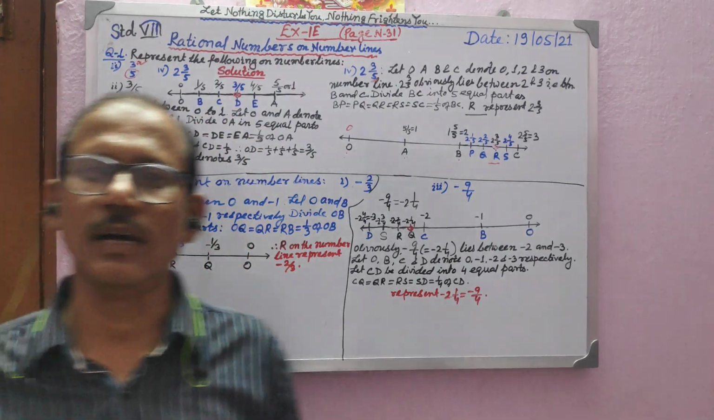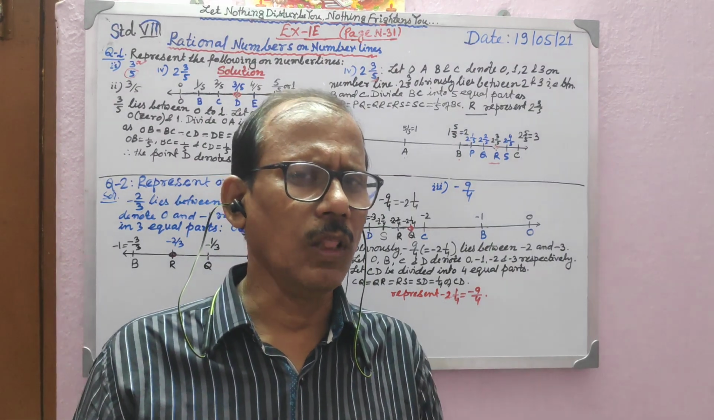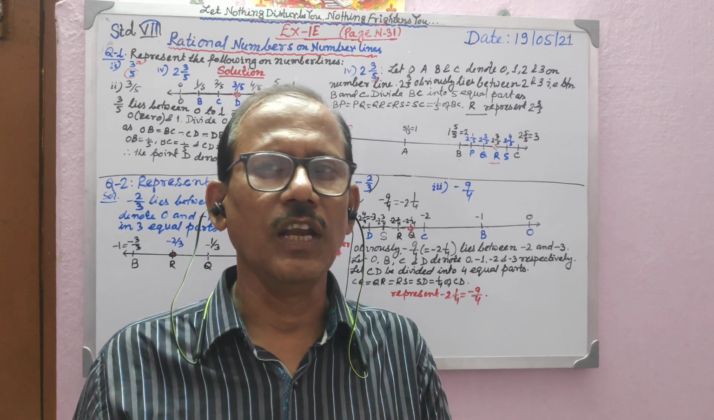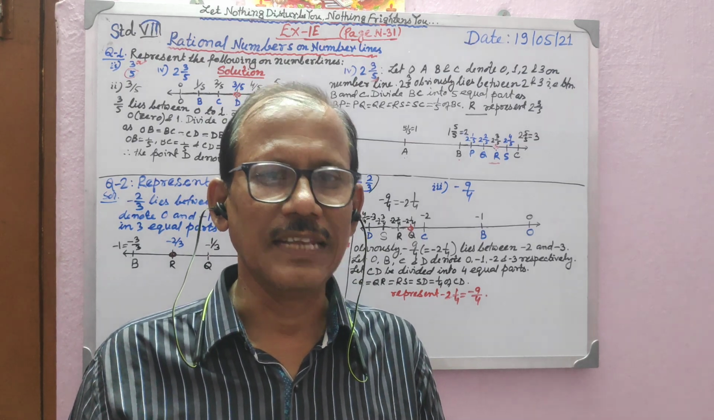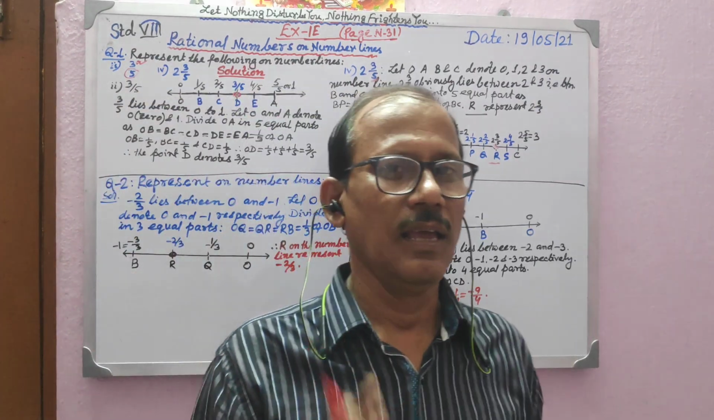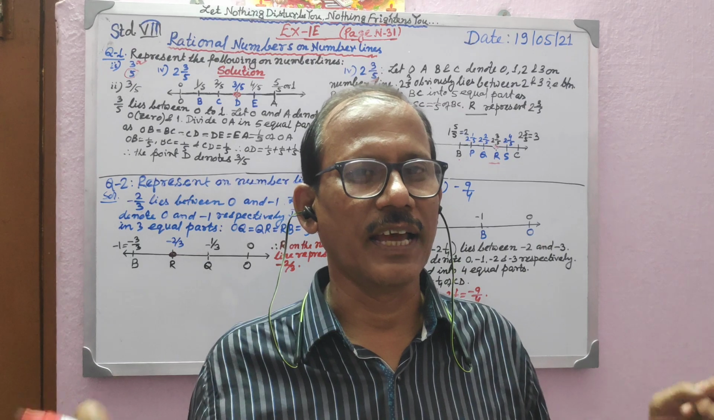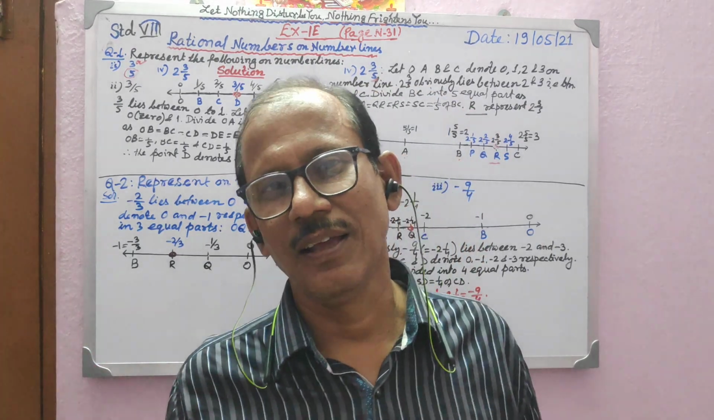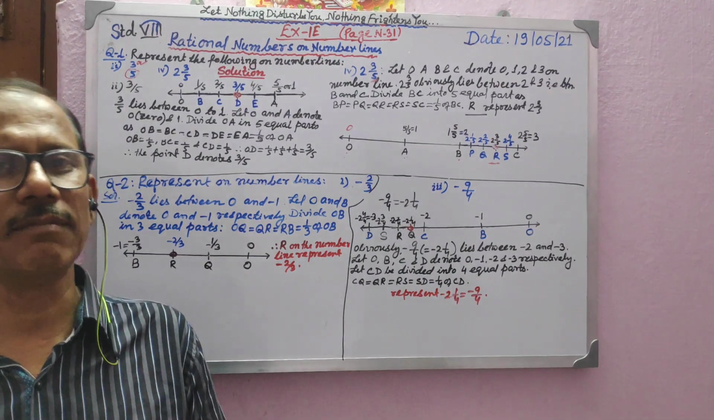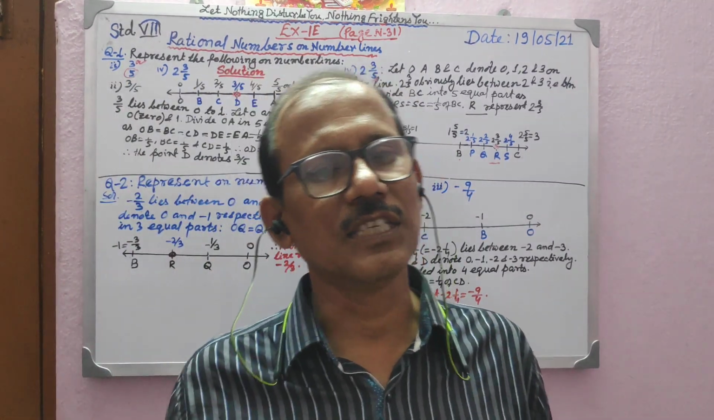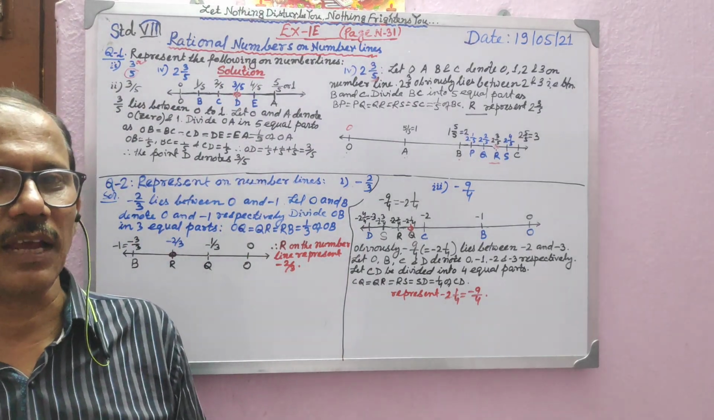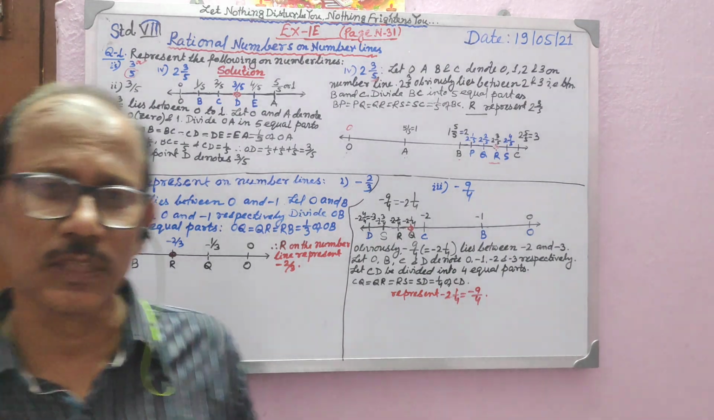Keeping that in mind, you have to draw the number line accordingly. Another aspect you have to keep in mind is that all proper fractions are lesser than 1. That means all proper fractions lie between 0 and 1. If it is a positive rational number, it will be between 0 and 1. If it is a negative rational proper fraction, then it will be between 0 and minus 1. And an improper fraction, sometimes it will be equal to 1, sometimes it will be more than 1.